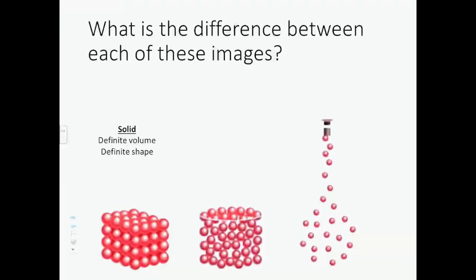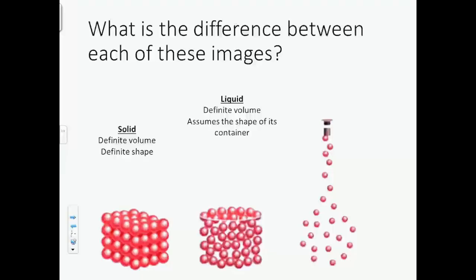If you were to place a solid onto a counter, what would it do? Would it kind of ooze out and spread? No, it would retain its shape. All right, and it does not have a volume that changes just because you put it in an open area. Okay, so it's got a definite volume and a definite shape.